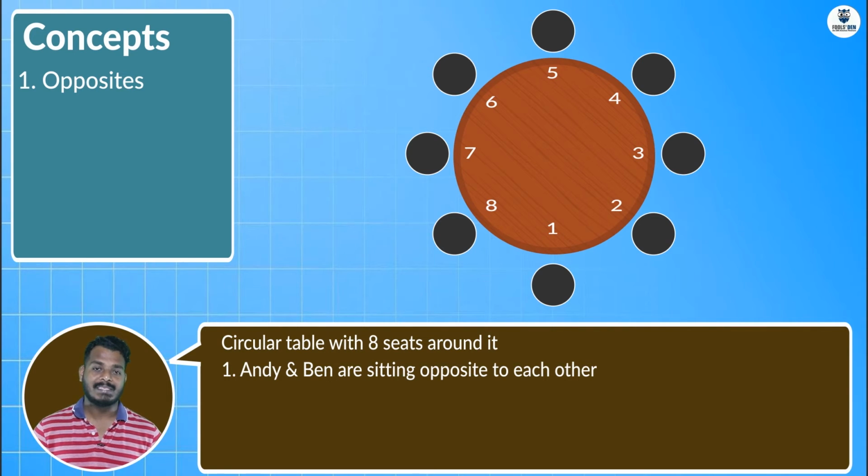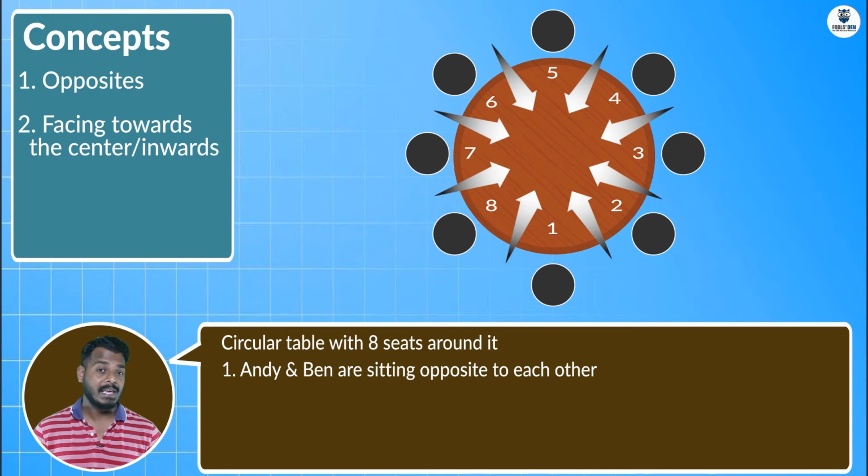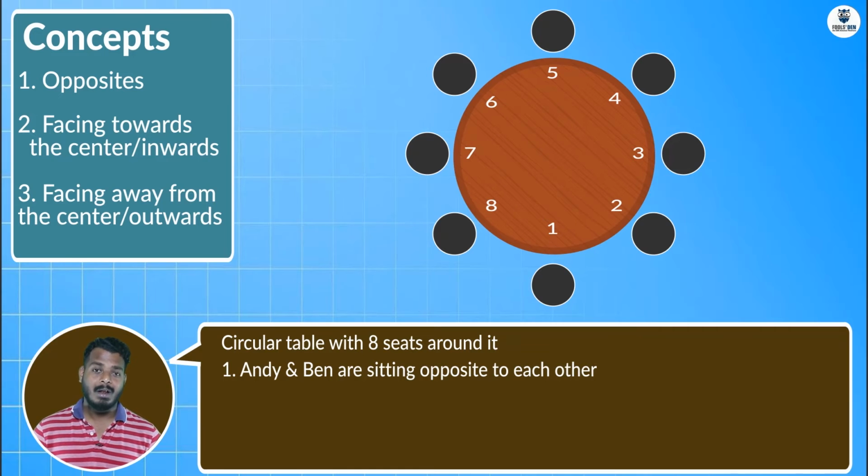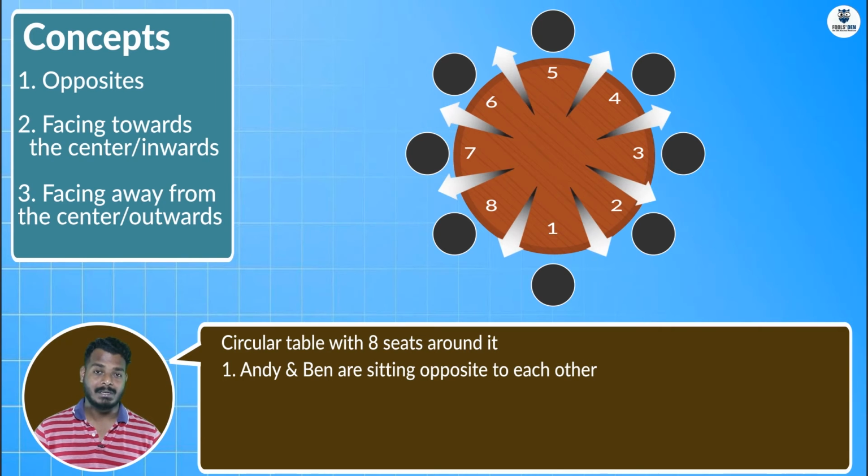There could be 2 cases in a circular arrangement. The first one, people sitting around the table would be facing towards the center or facing inwards, which will be something like this. And the second case, people sitting around the table are facing away from the center or facing outwards, which will look something like this.